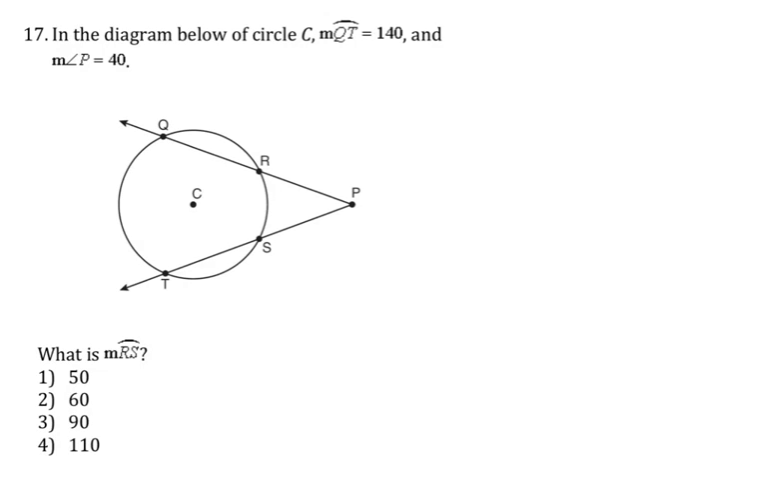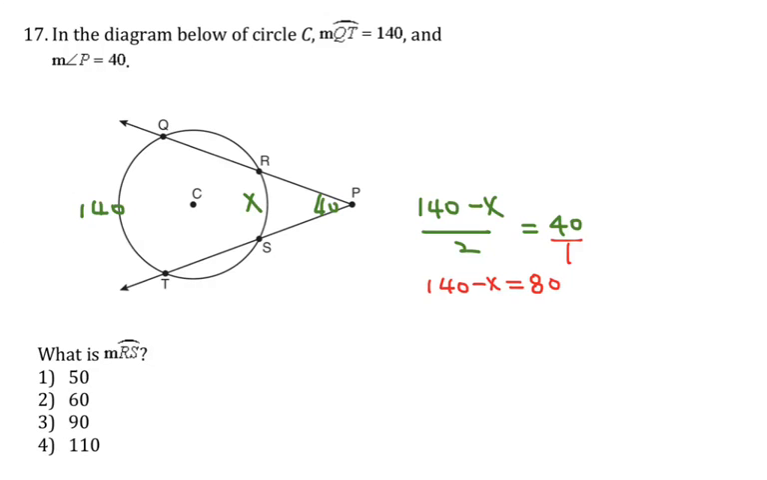Let's go for the next one here. So, QT is equal to 140, and then angle P is equal to 40. What is this one? Same formula, 140 minus x divided by 2 must be equal to 40. You can put it over 1 and cross multiply, then we get 140 minus x would have been equal to 80. Now, what are we going to do? Subtract 140. Then negative x must be equal to negative 60. That tells us that x must be equal to 60. So we get 60 as our answer.